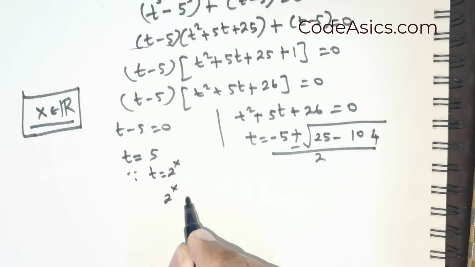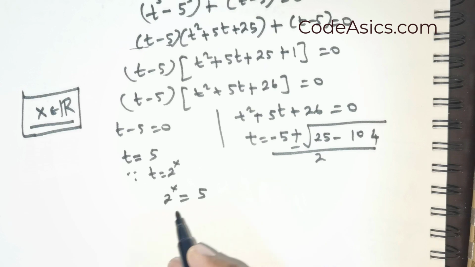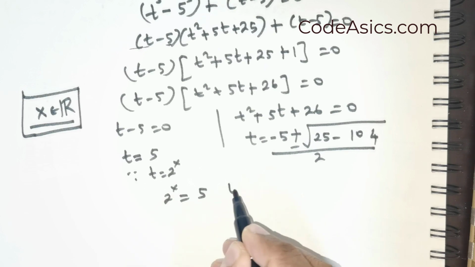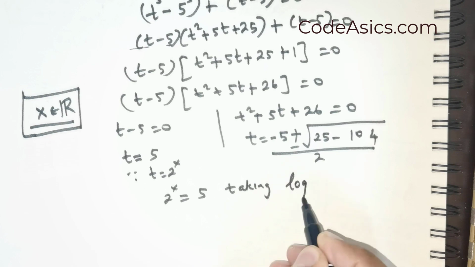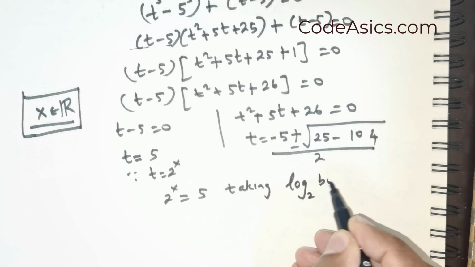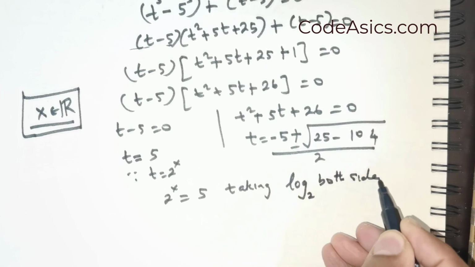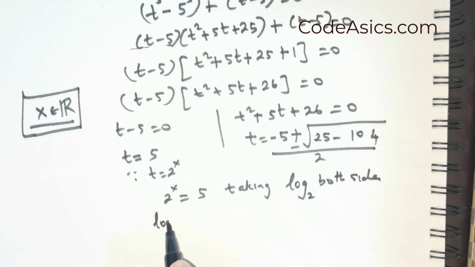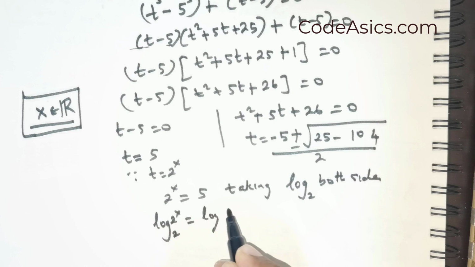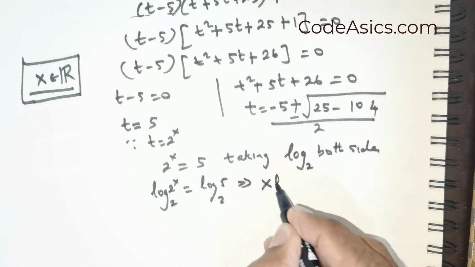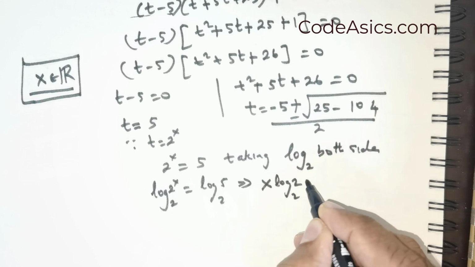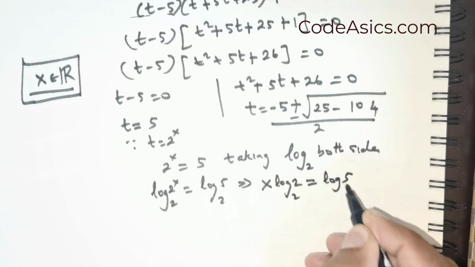So you have 2 raised to the power of x is equal to 5, and to extract the value of x, what I will do is take log to the base 2 on both sides. If I were to do that, I would have log 2 raised to the power of x to the base 2 is equal to log 5 to the base 2, and this in turn can be rewritten as x times log 2 to the base 2 is equal to log 5 to the base 2.